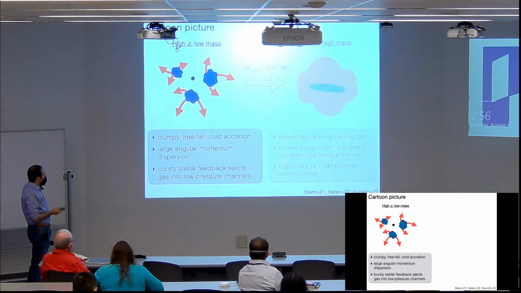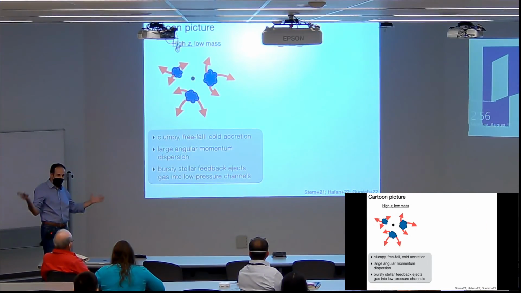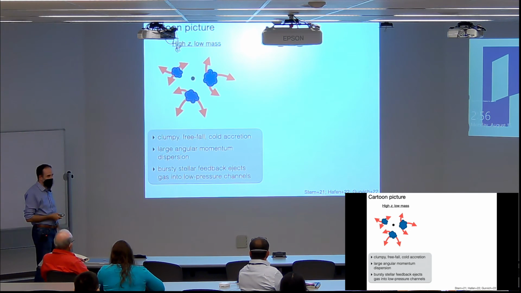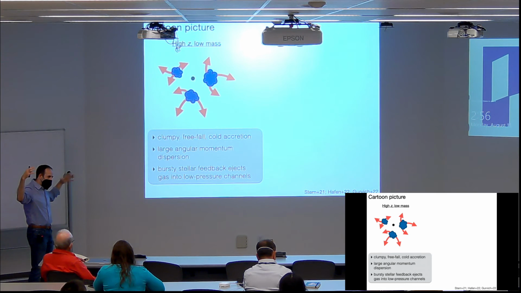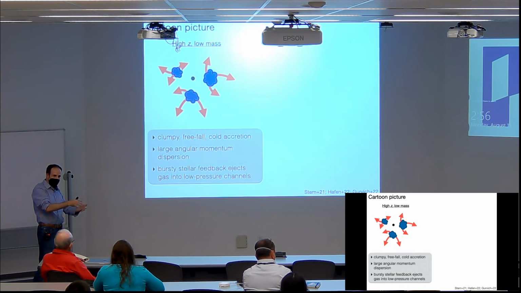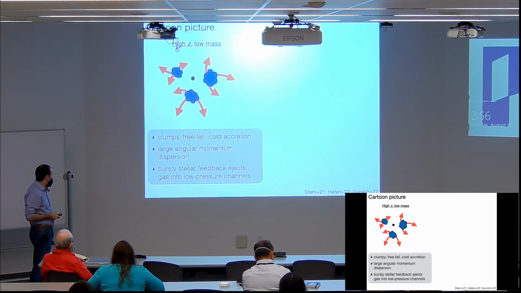Okay, just to put all of this together, there is a cartoon picture of how we are thinking about the role of CGM virialization on the formation of thin disk galaxies. So at high redshift or in low mass dark matter halos, and it's probably mass which is the primary parameter here, you have clumpy free fall accretion of cold gas. These cold gas clumps reach the center of the halo with a wide distribution of specific angular momentum and kind of a chaotic, geometrically thick configuration.